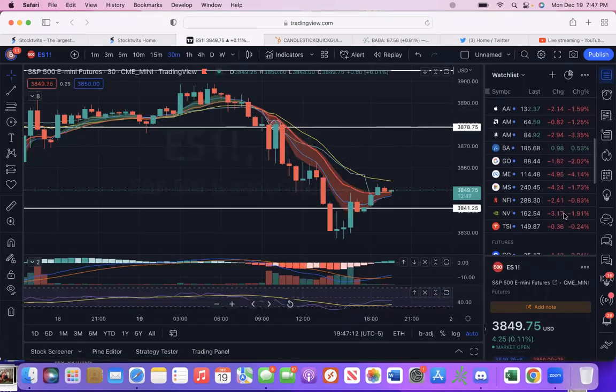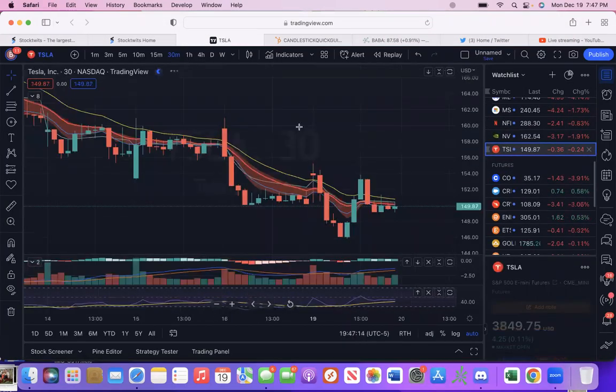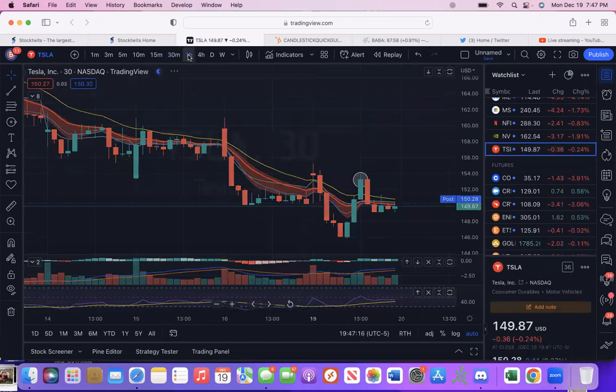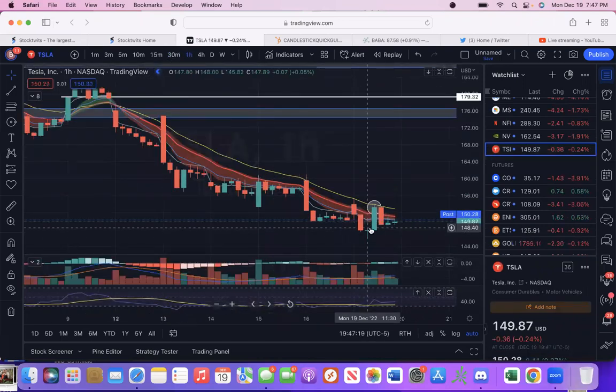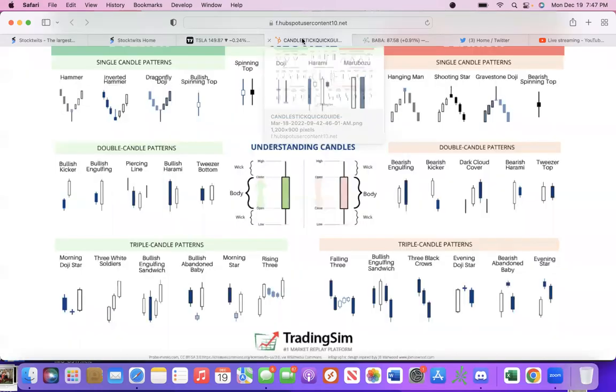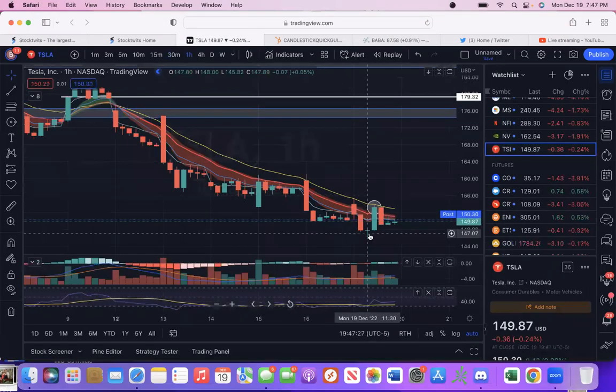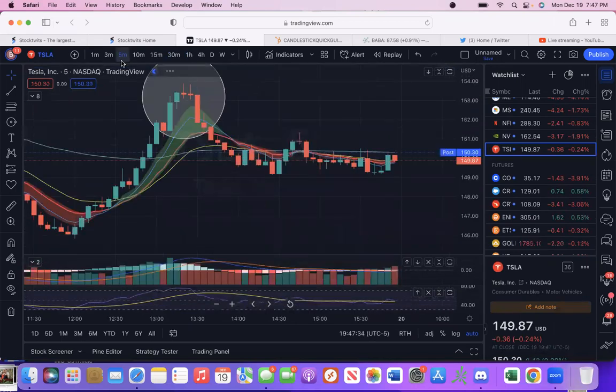There are so many more opportunities that we could look at. Tesla's a great example of today, where we had a dragonfly doji. Sorry, gravestone is the other side. I know that. Dragonfly doji here that reversed, and this was a strong move, 148 all the way to 154. If you had that in just a few minutes, that would have been amazing.